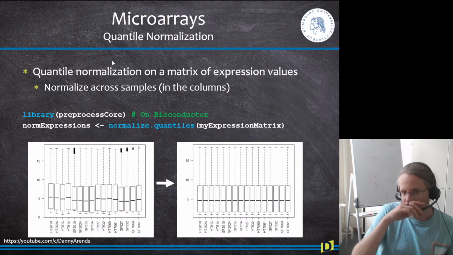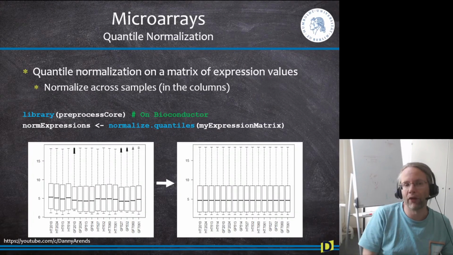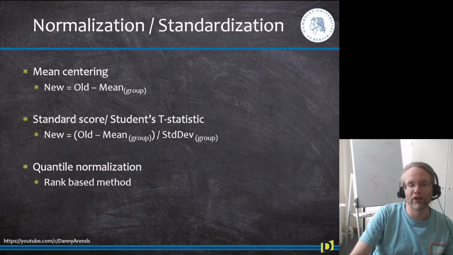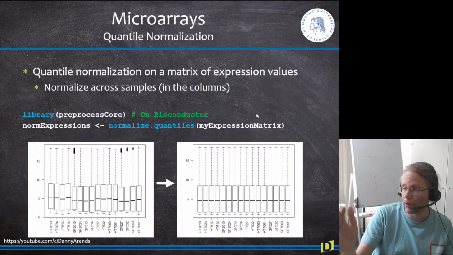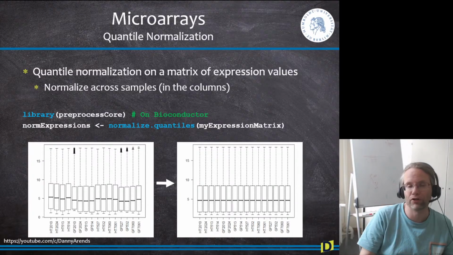So in microarrays, we generally prefer quantile normalization. Quantile normalization is very similar. It's a rank-based method, which allows you to normalize across different samples. It is available in the preprocessCore library, and you can say normalize.quantiles of my expression matrix. Here we have an expression matrix with samples in the columns and measured probes in the rows.